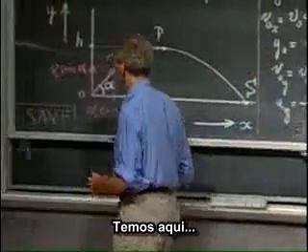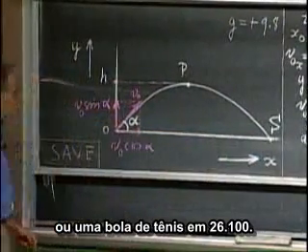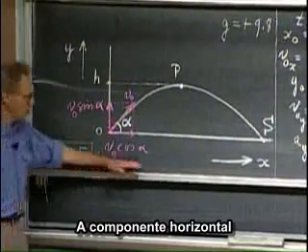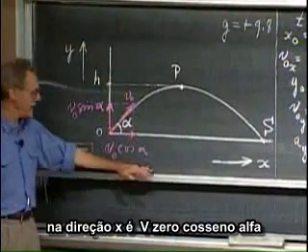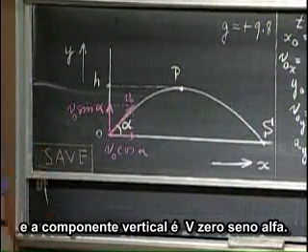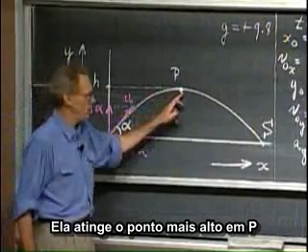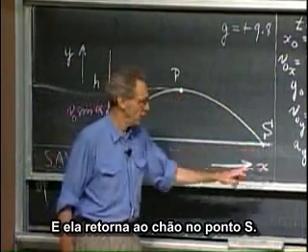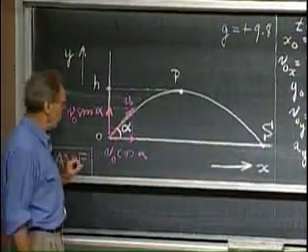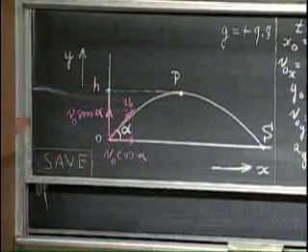We have here a trajectory of a golf ball or a tennis ball in 26/100. We shoot it up at an angle alpha. The horizontal component in the x direction is v0 cosine alpha, and the vertical component is v0 sine alpha. It reaches the highest point at P, and it returns to the ground at point S. This is the increasing y direction, and this is the increasing x direction.